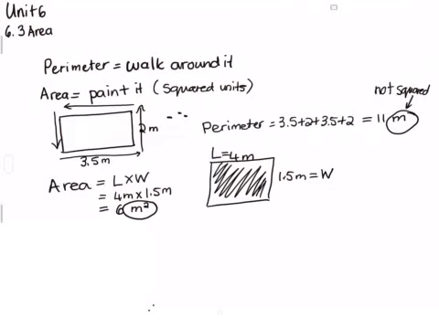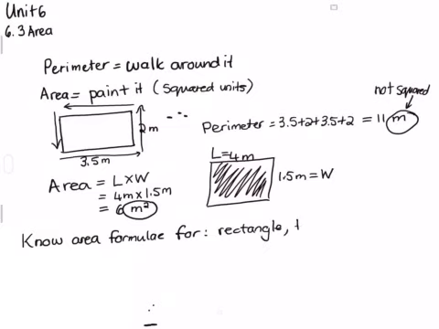Units is whatever it's measured in: meters, inches, centimeters, etc. So I want you to know the area formulae for the basic shapes. A rectangle, which is the example I used above, a triangle and a circle. And with all of them you should be able to find it anywhere.